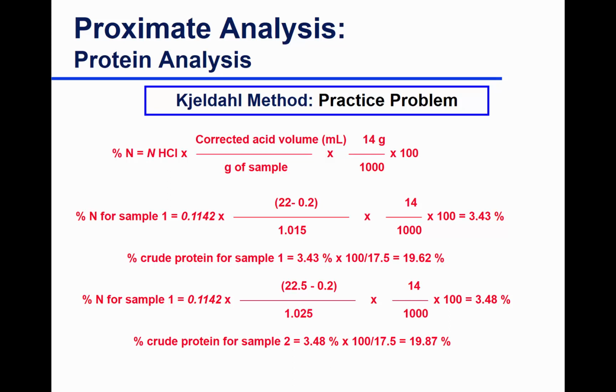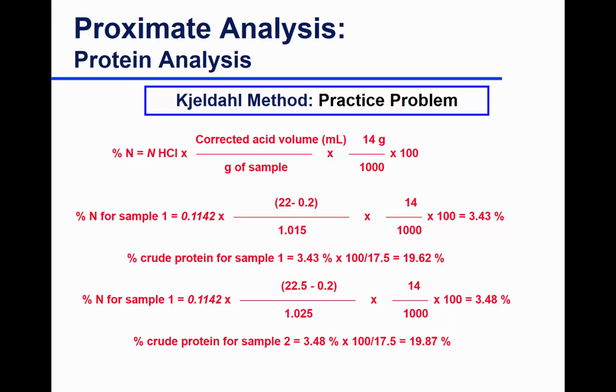You get the percent nitrogen and you multiply by the factor. And the factor is 100 divided by the nitrogen percentage. You'll get the first percent crude protein for sample 1. You do the same for sample 2, and you get your 2 replications. From there, you average. You get the average. And now this is on dry basis.